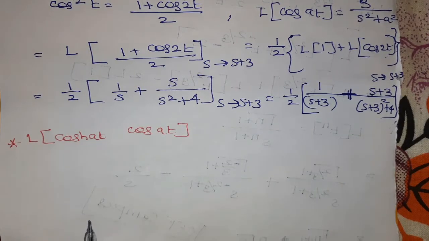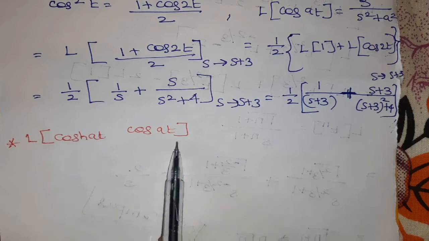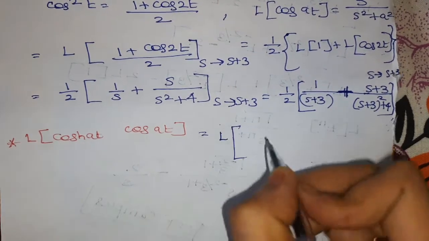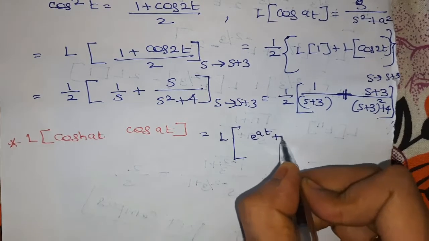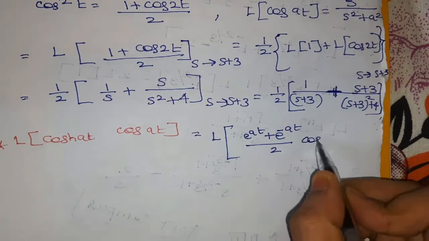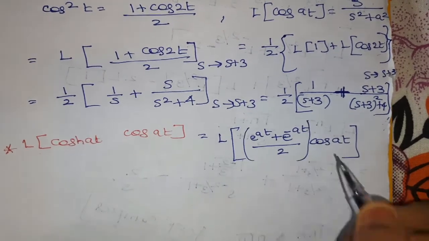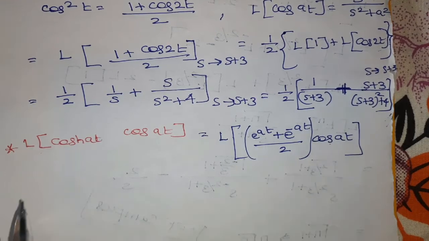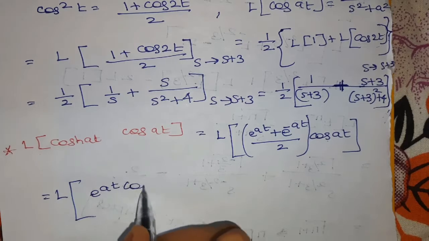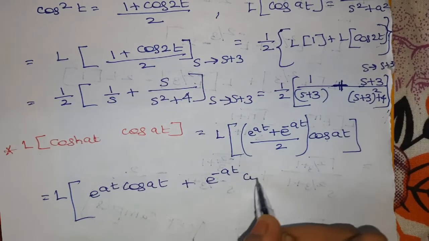Then coming to the next problem, Laplace transform of cosh at into cos at. We know the formula for cosh at is e power at plus e power minus at divided by 2. Multiply cos at into this function, what will we get? e power at cos at plus e power minus at cos at, whole divided by 2.